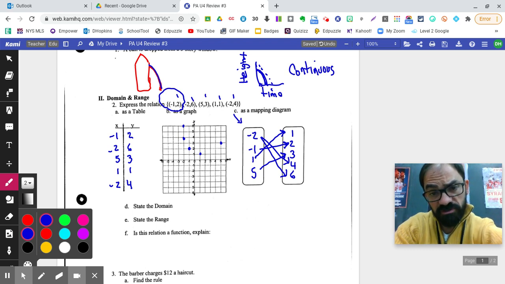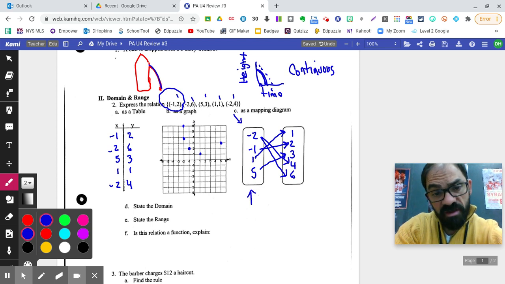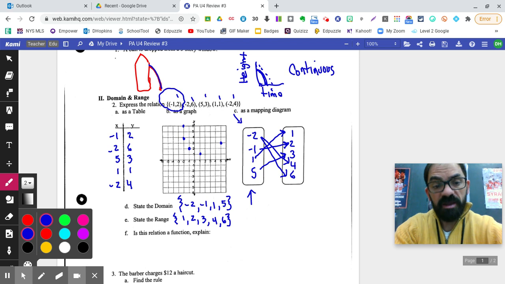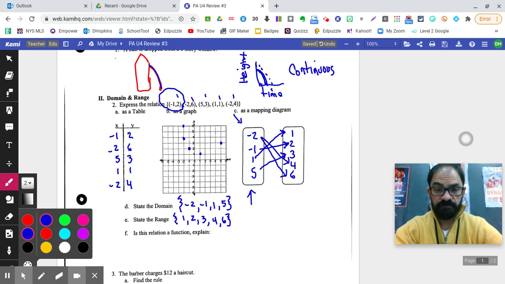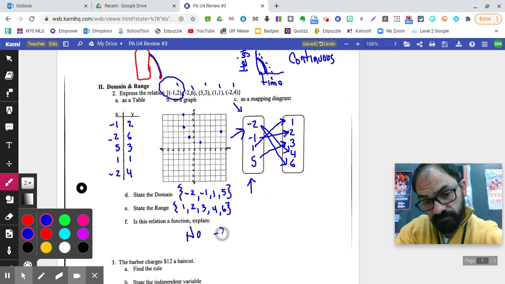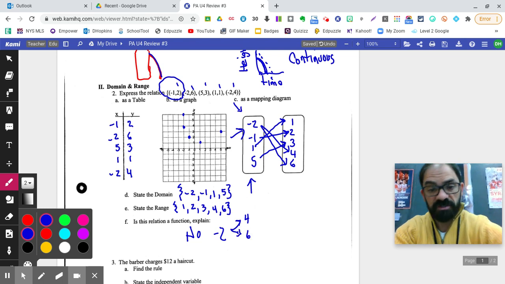So state the domain. Domain is all the x values. So it's that bubble. So -2, -1, 1, and 5. State the range. 1, 2, 3, 4, and 6. And is this a function? The answer is no. And that is because -2 right here goes to two different y values. -2 goes to 4, and it goes to 6.